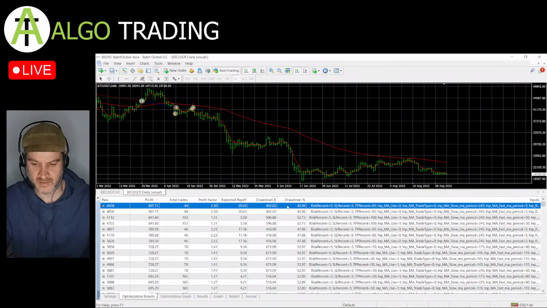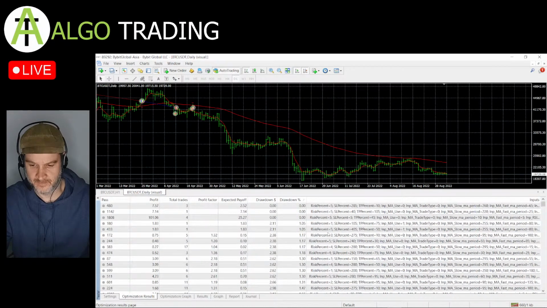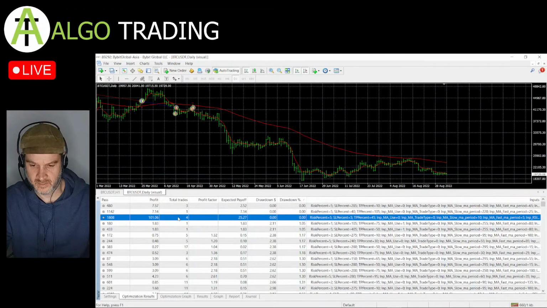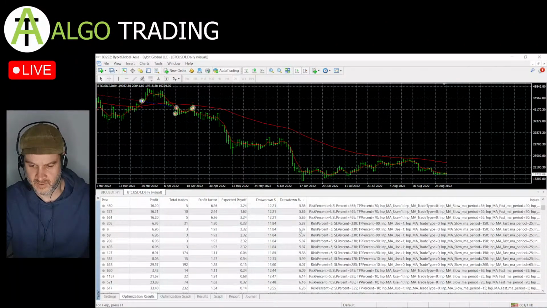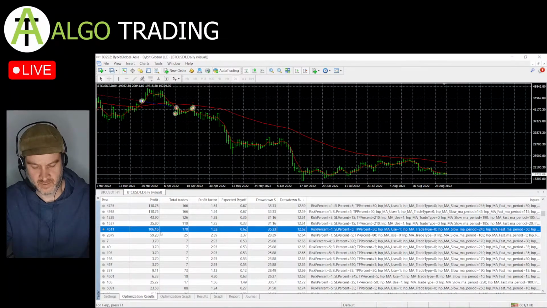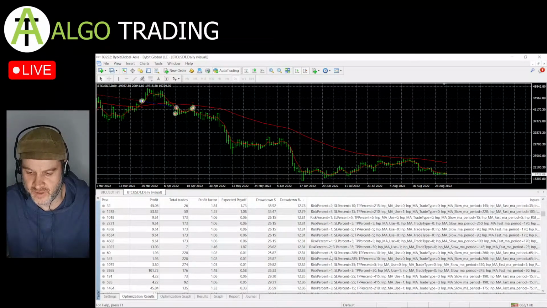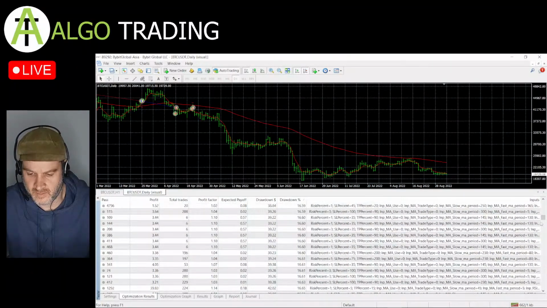Okay, that drawdown's a bit high, 45%. Doesn't use the MA. Let's have a look. Let's see the minimum drawdown with the most profit. No, that doesn't work. It's too few trades. There's 100, so it's a 50% profit with only a 12% drawdown, which is not bad. Okay, let's carry on.